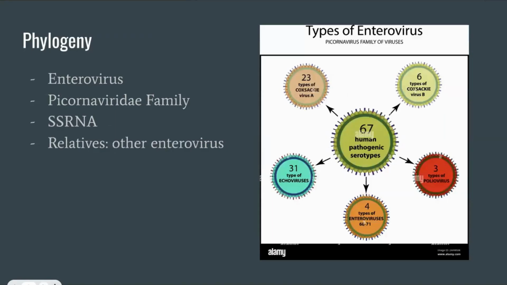The virus is classified as an enterovirus within the Picornaviridae family. It is a single-stranded RNA virus, meaning its RNA can directly serve as messenger RNA in host cells. Its closest microbial relatives include other enteroviruses like Coxsackie viruses and echoviruses, which also target the gastrointestinal system before spreading elsewhere.